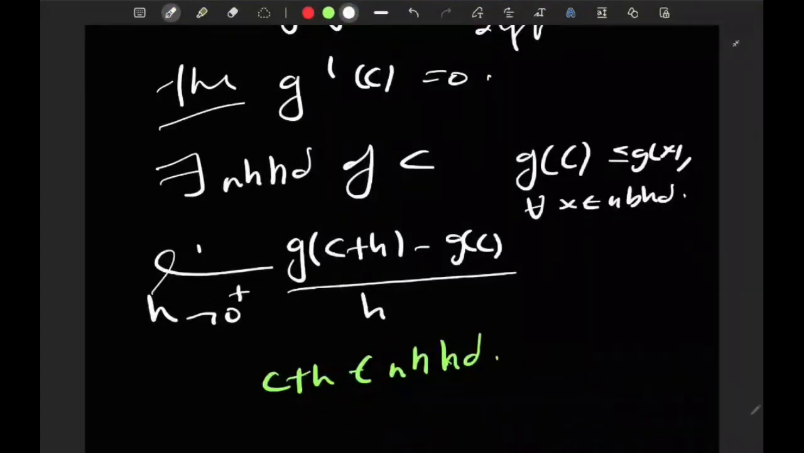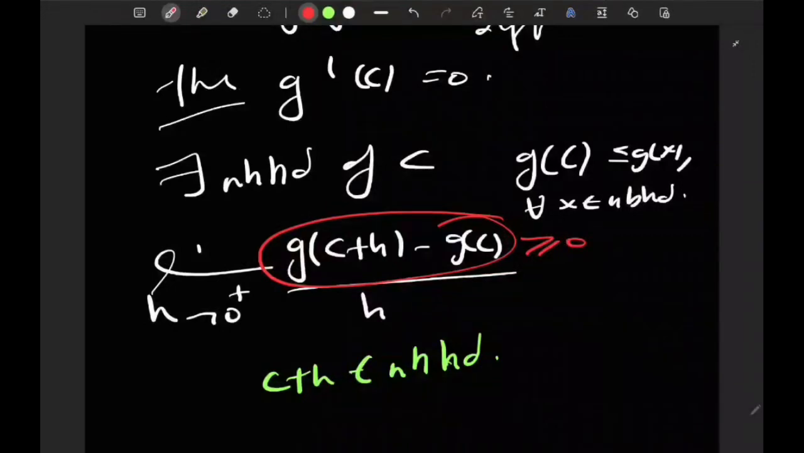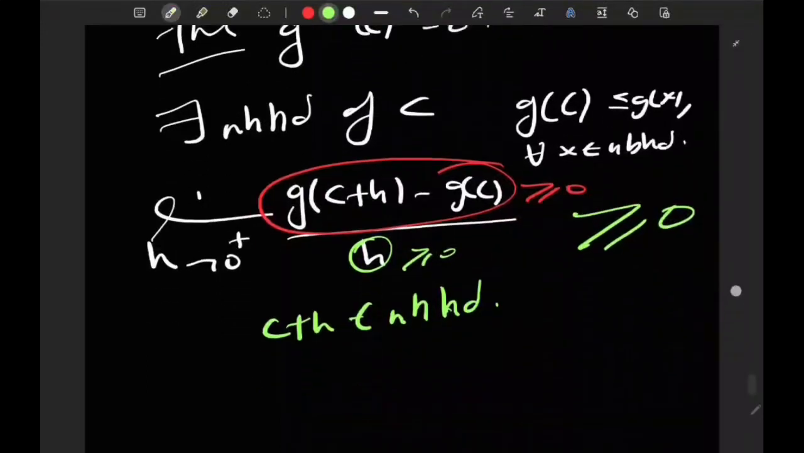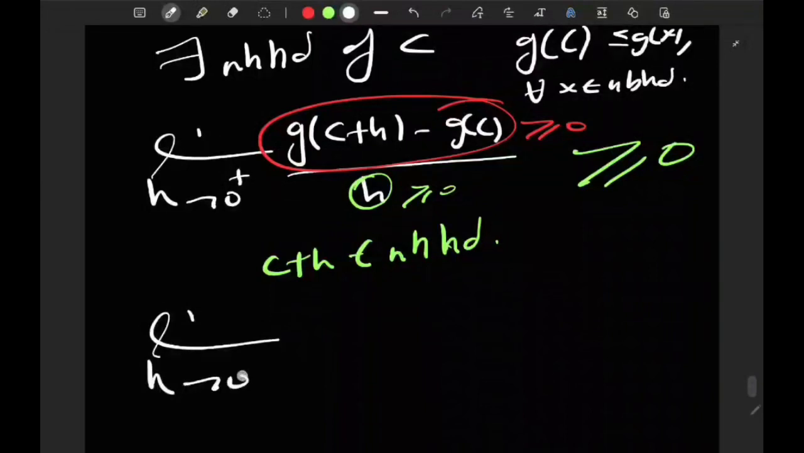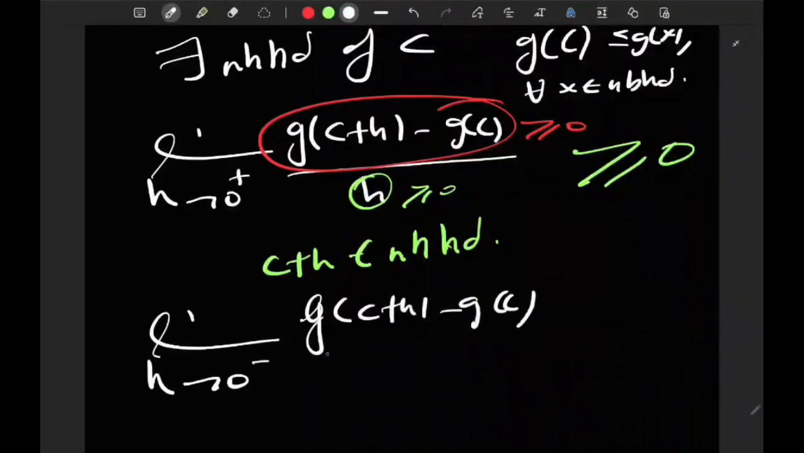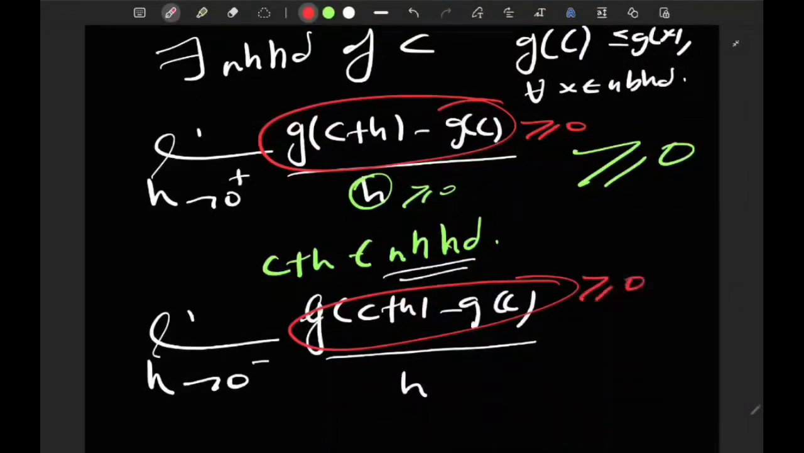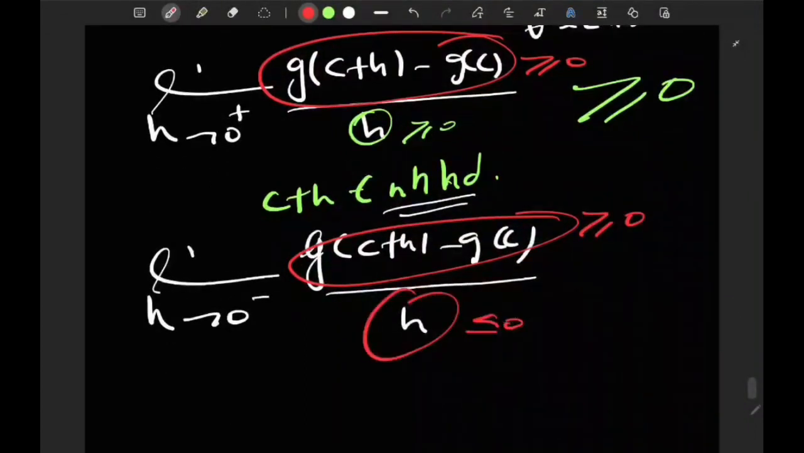Then necessarily this numerator is going to be non-negative, because g is a minimum here, and the h itself is non-negative as well. So this thing is going to be non-negative. That's the first step. Second step is to consider the limit from the left, h goes to 0 minus of g of c plus h minus g of c divided by h. Again, since c plus h can be chosen to lie inside the neighborhood, the numerator is again a non-negative quantity. But this time h is non-positive because h is going to 0 minus. So that's why this thing will turn out to be less than or equal to 0.